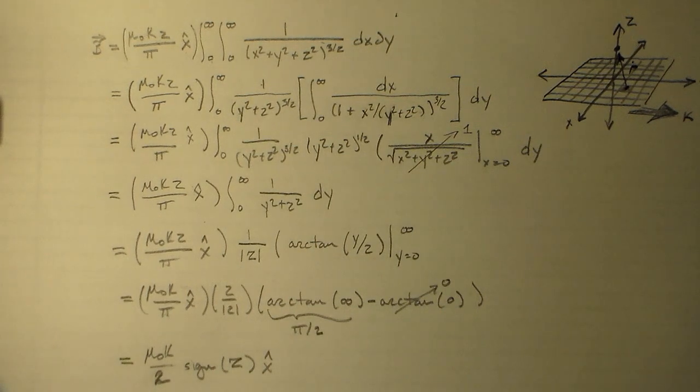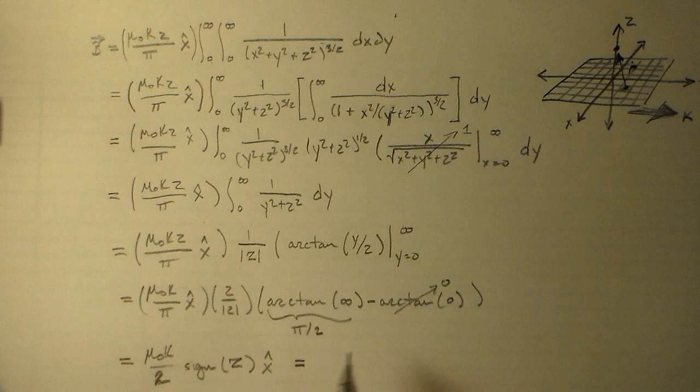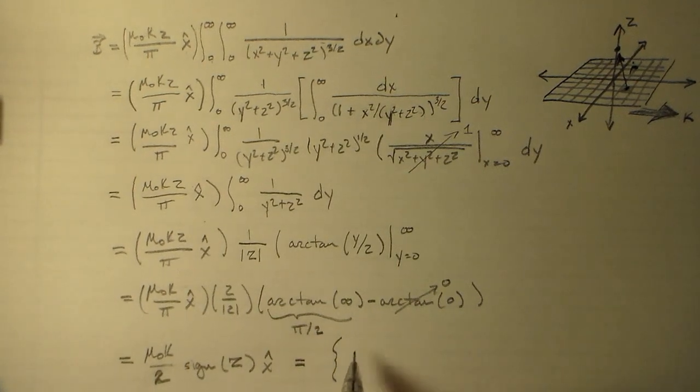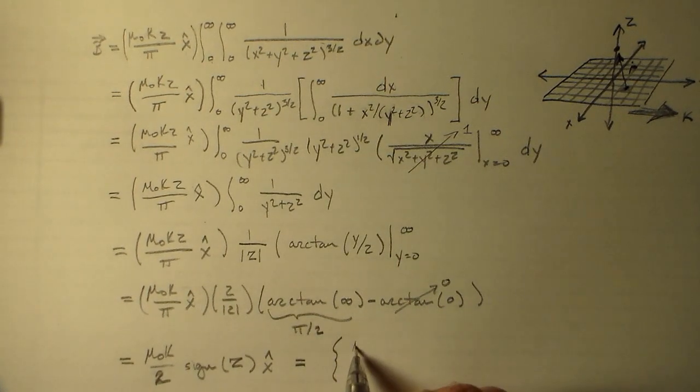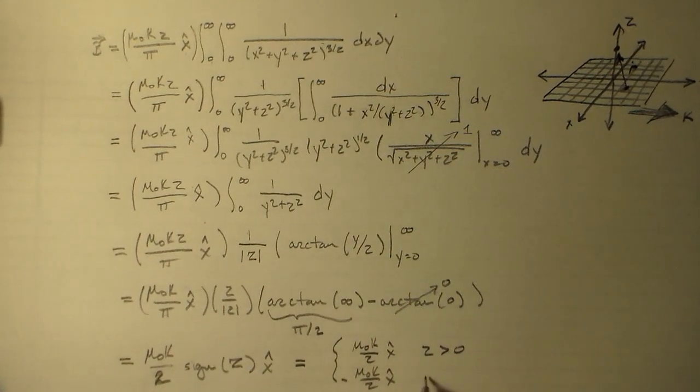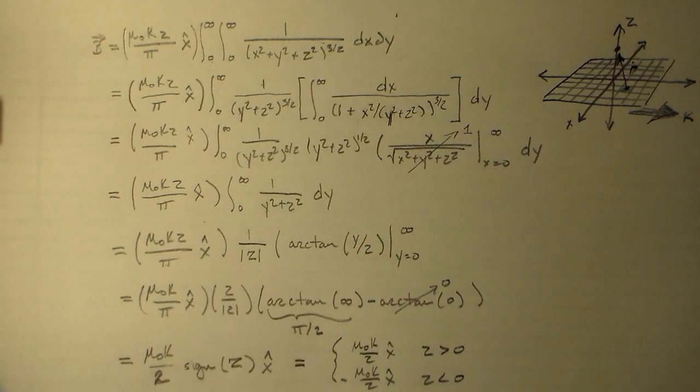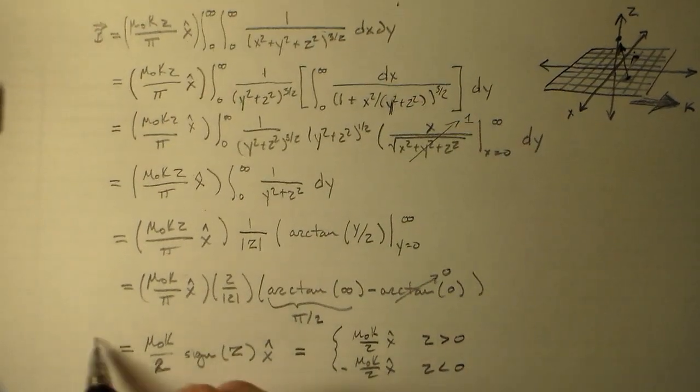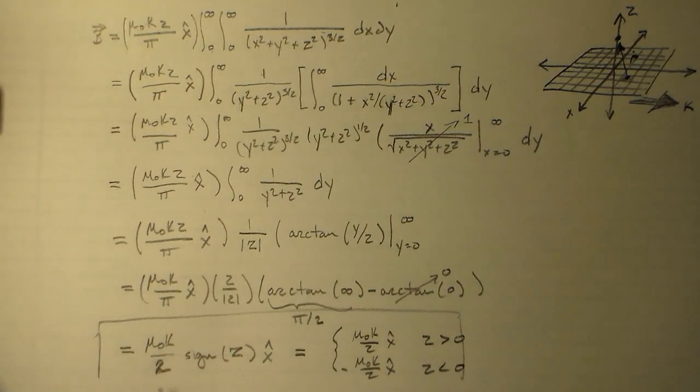Okay, and that's pretty good. We could write this piecewise, because I know you prefer the piecewise. That's mu naught k over 2 x hat when z is greater than 0, and minus mu naught k over 2 x hat when z is less than 0. Okay, so that's our answer right there.